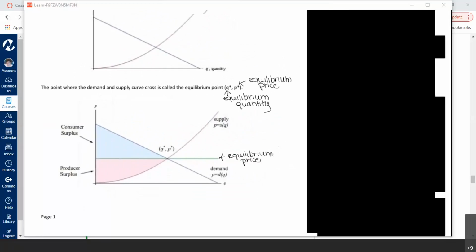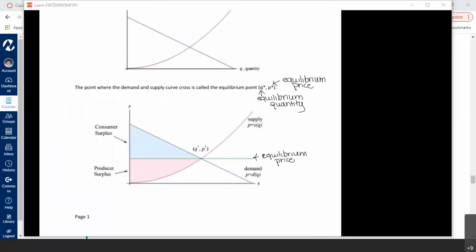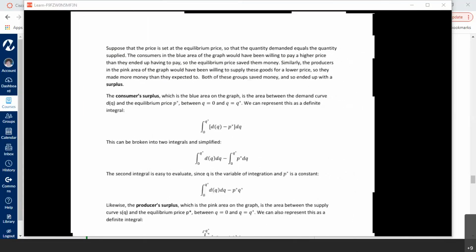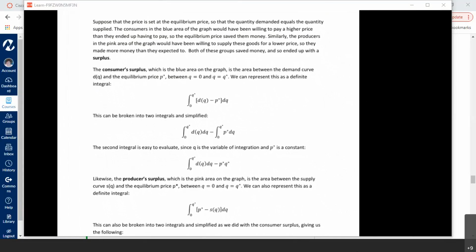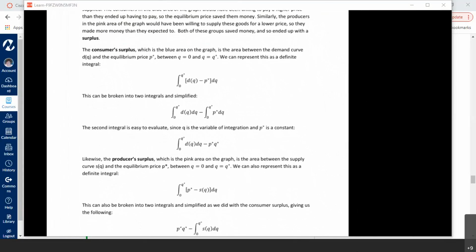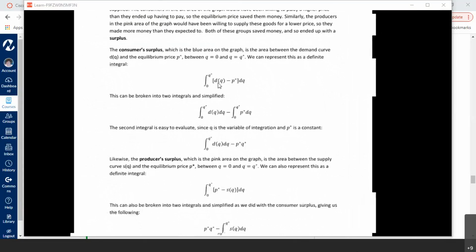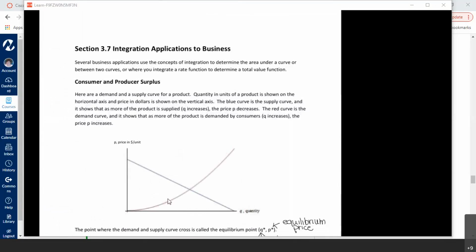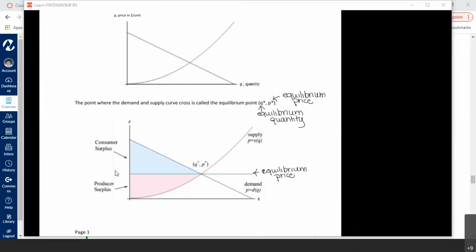So let me switch. And I promise I'll change the notes to reflect the correct curves. All right. So again, consumer surplus, the blue area on the graph, you have to think about what you've got here. The blue area on this graph is the difference here. I think these are the ones that are backwards, not mine. I think I had them right.